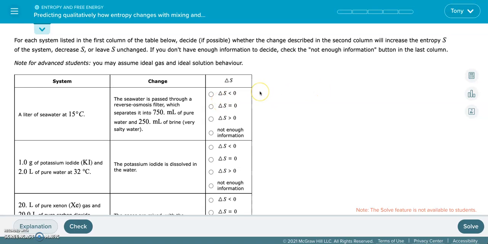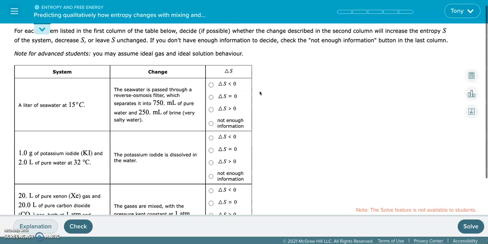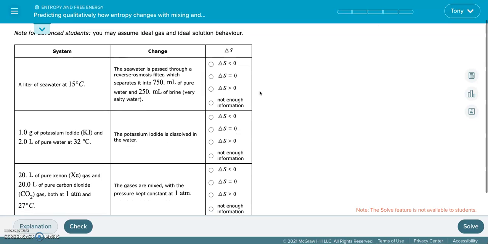So this is another ALEKS topic that's called predicting qualitatively how entropy changes with mixing and separation. This is just another entropy topic. We've been doing a lot of entropy topics on this channel lately. I'm sure we'll be moving on soon, but in any case, this is just another pretty straightforward problem where a basic understanding of entropy is required, and then we're going to go through these different systems and changes.